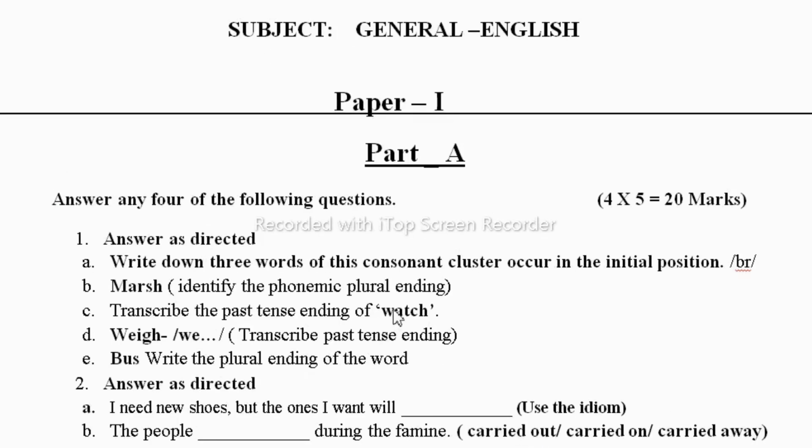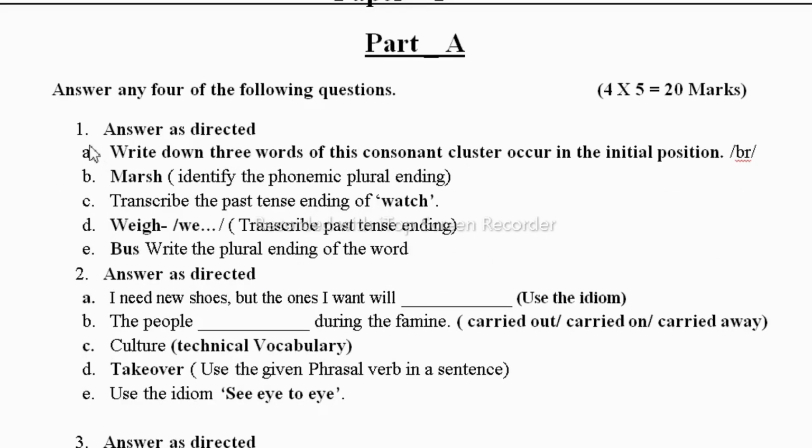Under Part A you're supposed to answer any 4 of the following questions. Out of 6 questions under Part A, you need to answer any 4. For each you will get 5 marks. As you can see here, each question has 5 sub-questions. So if you write these 5, you'll get 4 marks, which altogether makes 20 marks if you attempt 4 questions.